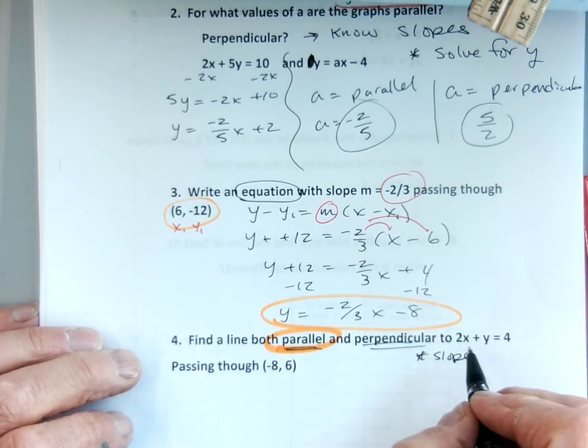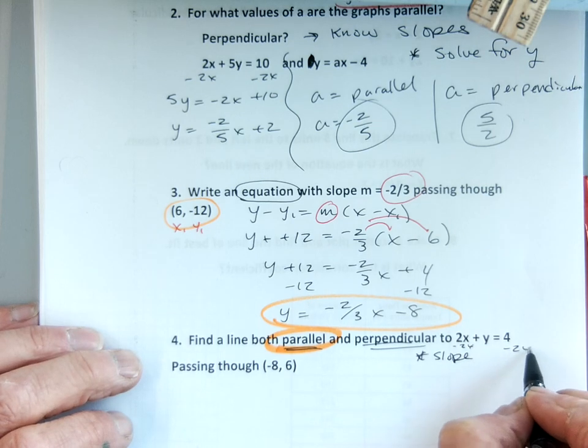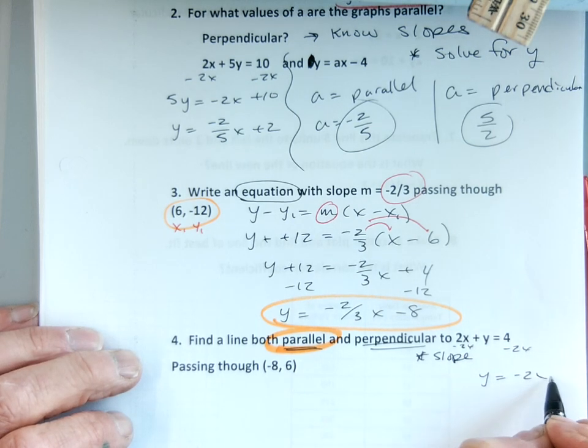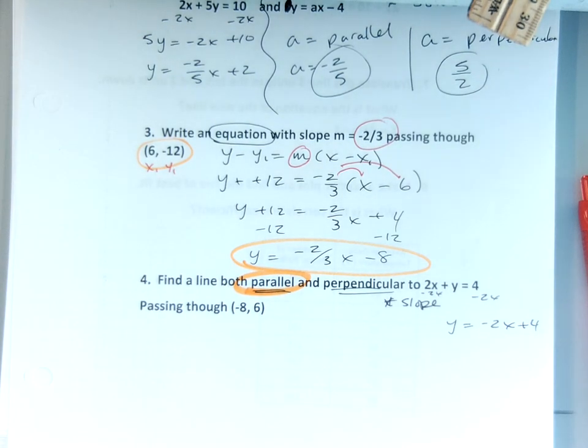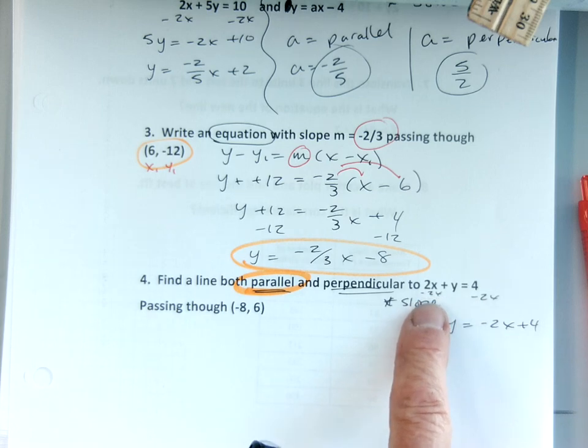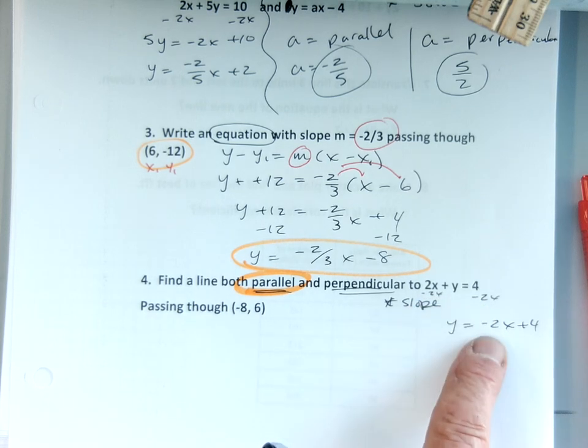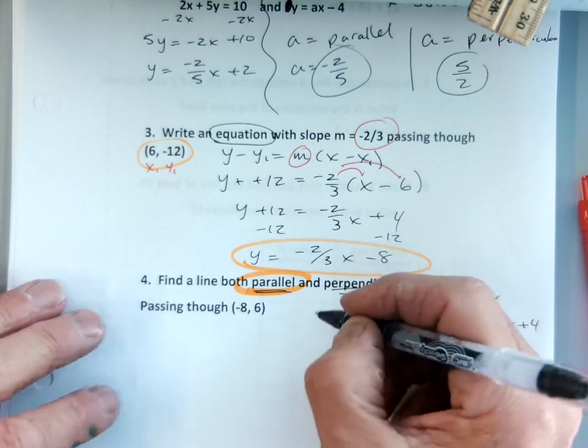I'll go minus 2x, and I'll go y equals negative 2x plus 4. And I'll step back and let you see what I've done. I need the slope, right? I've got the slope. I solve for y minus 2x, right? I got the slope. So let's do the parallel part, okay?